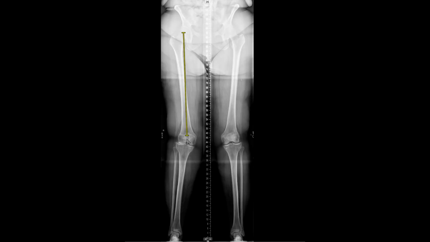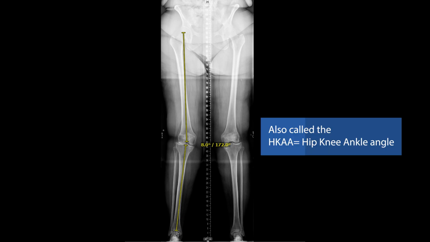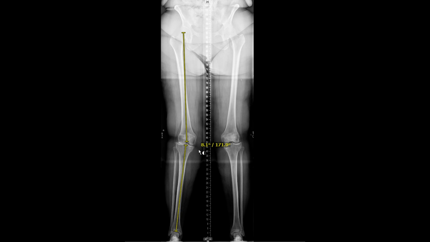In this x-ray, if we measure the angle between the mechanical axis of the femur and the tibia, you see that there is about 8 degrees of valgus, and it's valgus because the tibia moves laterally and the apex of the angle is medial, and so there's about 8 degrees of valgus on the femur.